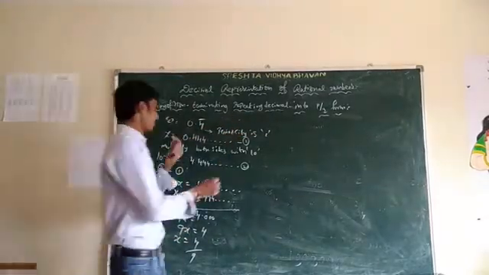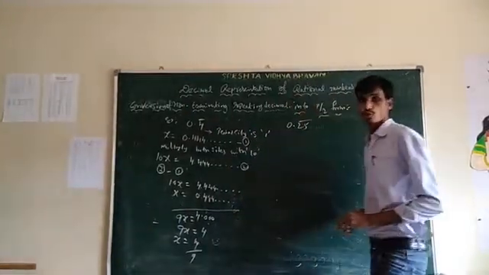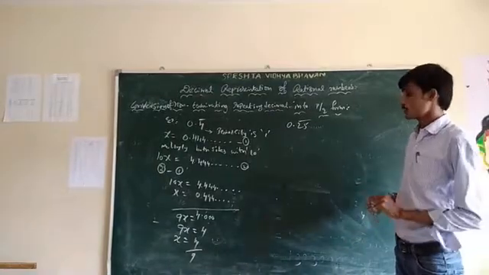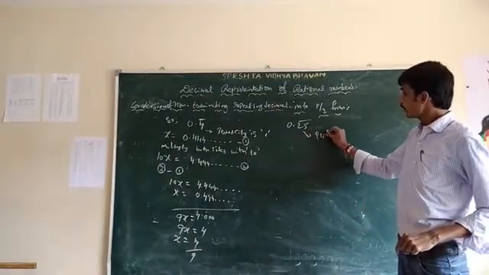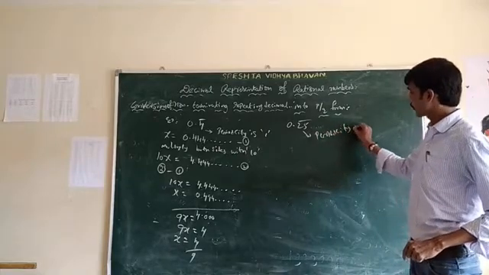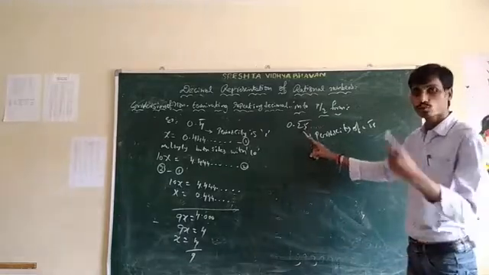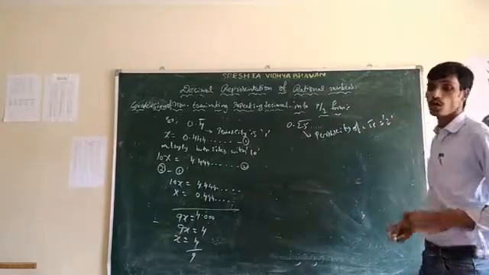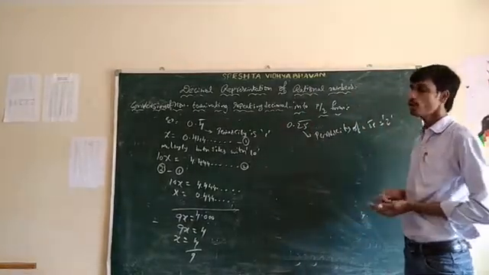Okay, for example, I have 0.25 bar. How can you do that? First, we have to find the periodicity. What is the periodicity of 0.25 bar? How many digits are there? The number of digits is 2. That means the periodicity is 2. When the periodicity is 2, we have to multiply with 100.